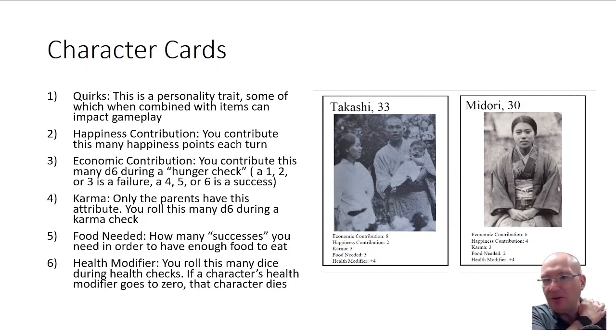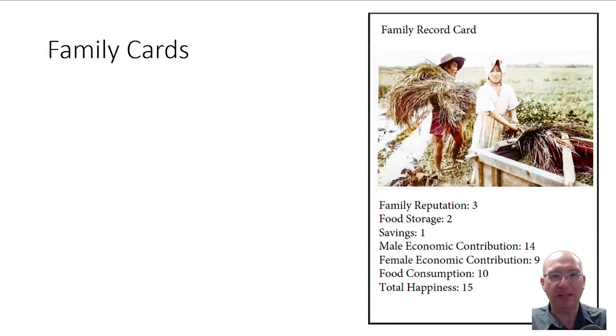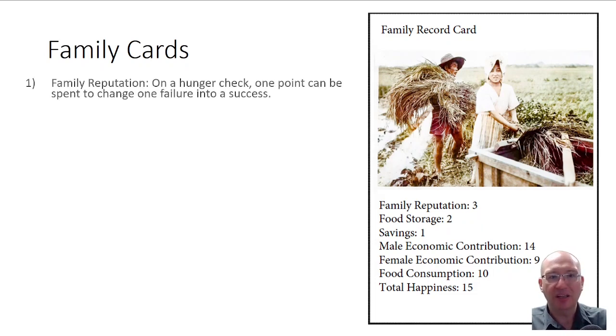I didn't lose too many people, and I think I made this a little bit too easy. Of course, I didn't really want to kill the parents because those are the individual players, and it's harder to replace a player. So I gave them a family record card, and so they had different statistics. They had a family reputation, basically how much people respected them.